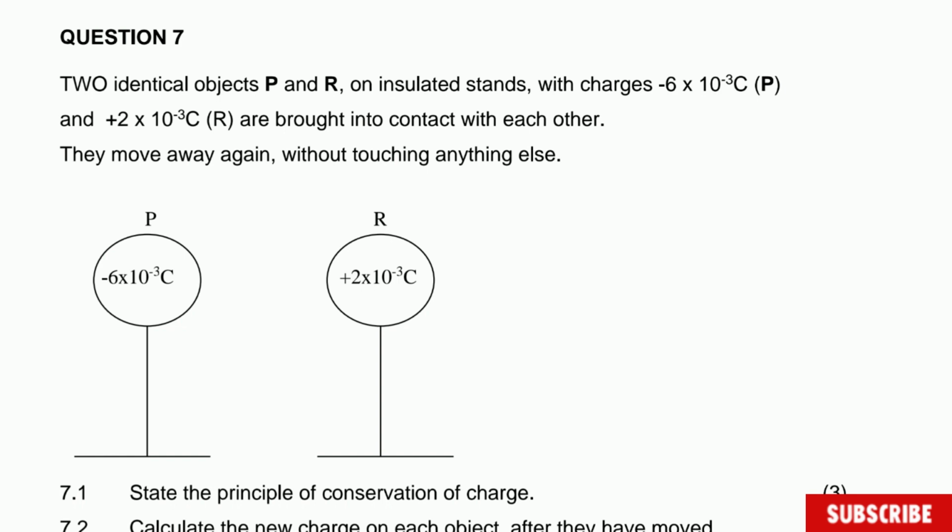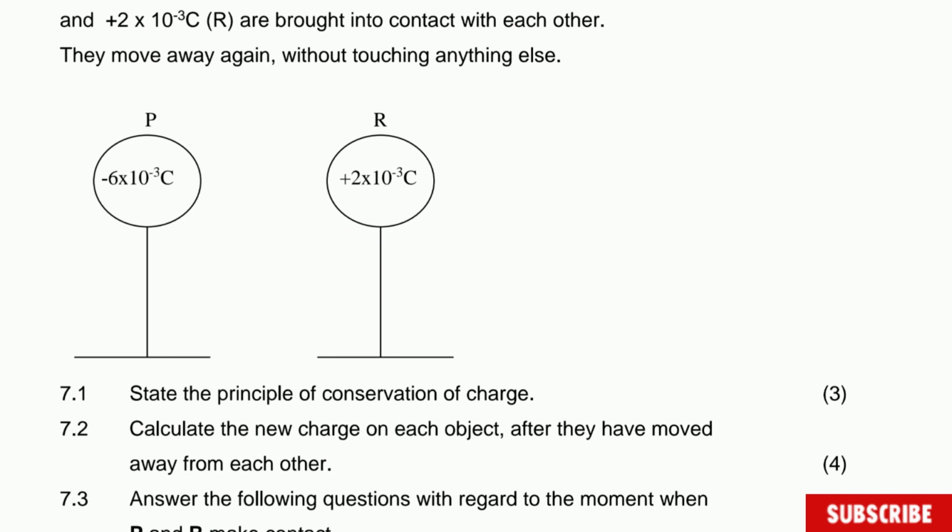The question was done in the Northern Cape in 2013. It was a set A for paper 1. Now the question says two identical objects P and Q are isolated stands with charges of negative 6 times 10 to the minus 3 coulomb, which is object P, and positive 2 times 10 to the negative 3 coulomb, which is object R, are brought into contact with each other. They move away again without touching anything else.